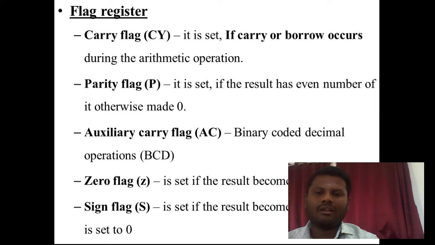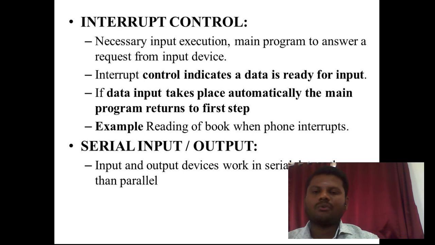Auxiliary carry flag: binary coded decimal operations only can be carried out. Then the zero flag: it is set when the result becomes zero. Then the sign flag, denoted as S: it is set when the result becomes negative, and positive if it is zero. So whatever the values we give, and whatever the input as well as output, the flag registers are set likewise.